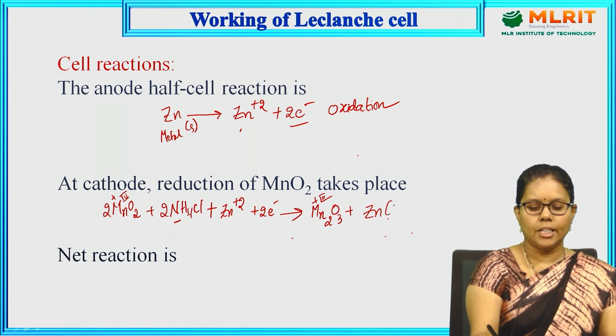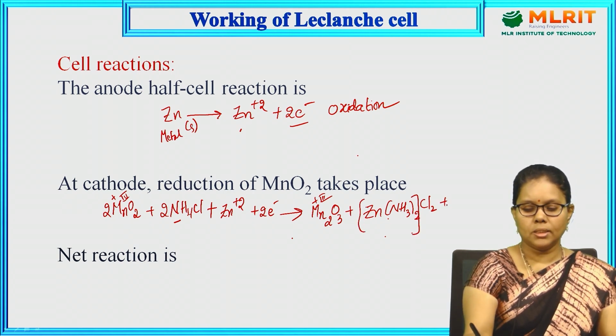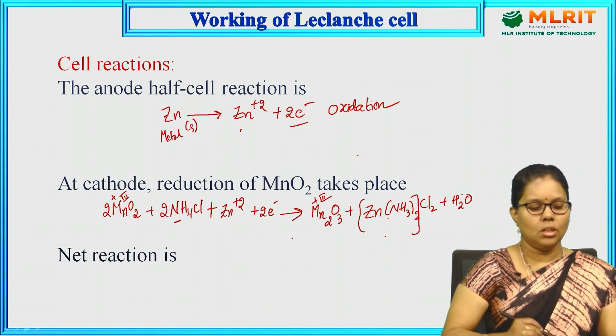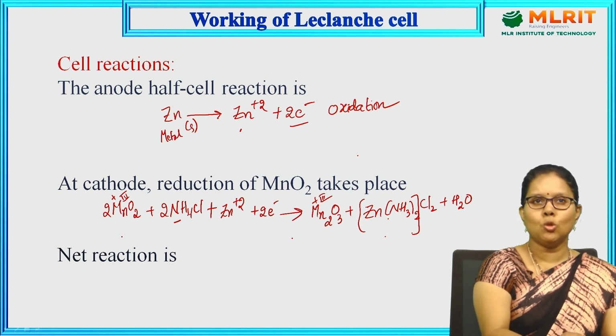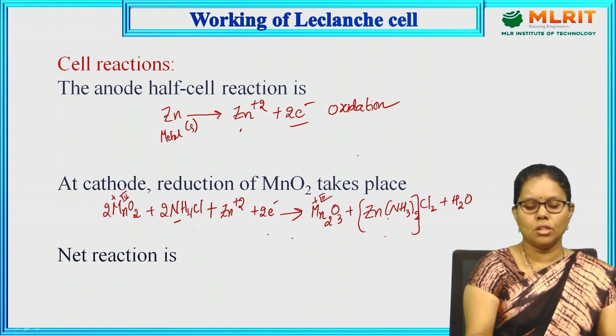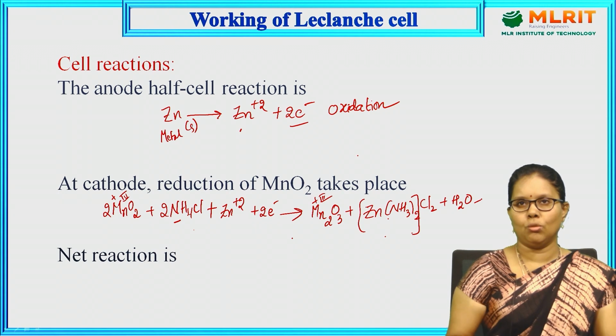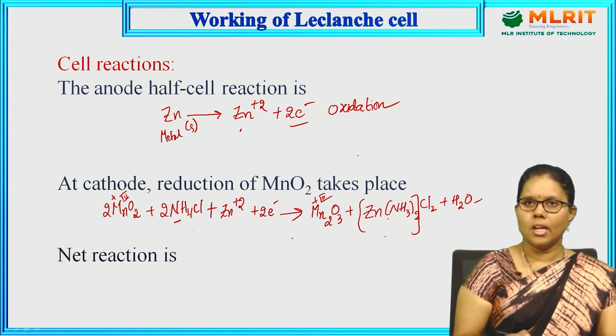Zn(NH3)2Cl2, you can see this complex, plus H2O. So 2 MnO2, 2 NH4Cl, zinc ions plus 2 electrons give rise to Mn2O3, Zn(NH3)2Cl2 and H2O with generation of energy.